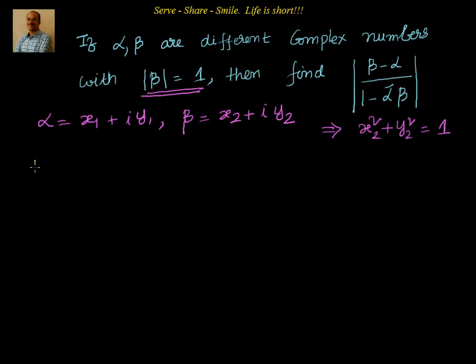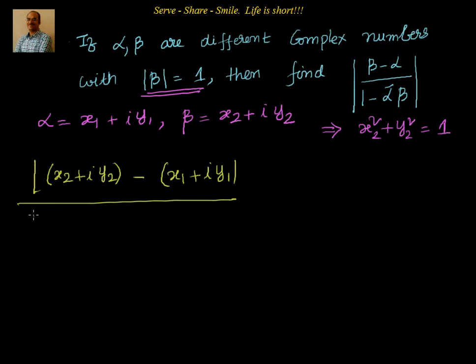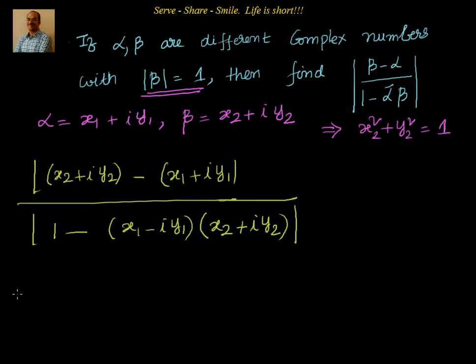What is beta minus alpha? Let's do them separately now. We will separate numerator and denominator. What is beta? x2 plus iy2 minus alpha, that is x1 plus iy1. We want modulus of this, and we want to divide that by 1 minus alpha conjugate, that is x1 minus iy1, because whenever it's a conjugate you have to change plus to minus. And what is beta? Nothing but x2 plus iy2. So we want modulus of numerator and denominator.